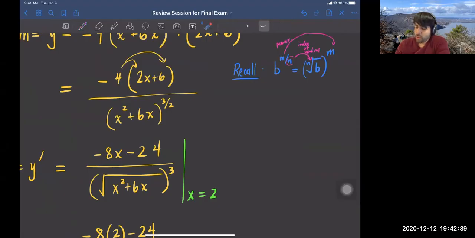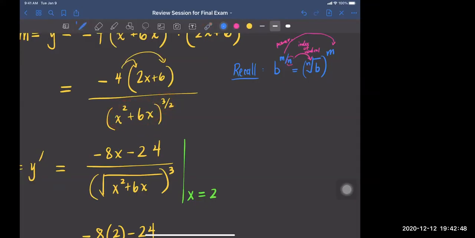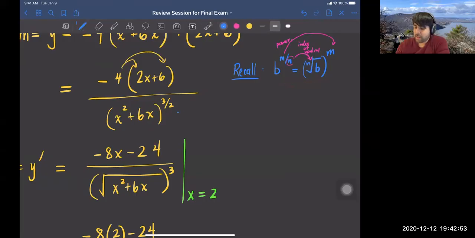So this whole base here is x squared plus 6x. That's the base. What's my exponent? 3/2. So if I were to rewrite this using this rule, this would be the index of x squared plus 6x, and then this whole thing is being cubed, correct? But because we use 2 so often for radicals, we just disregard it, and we really just write it this way.